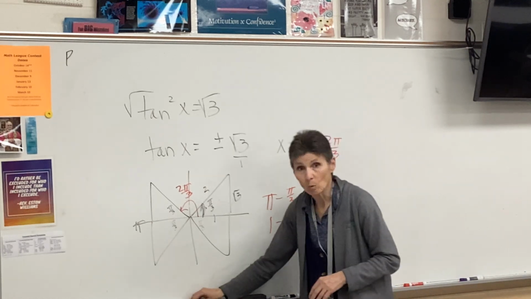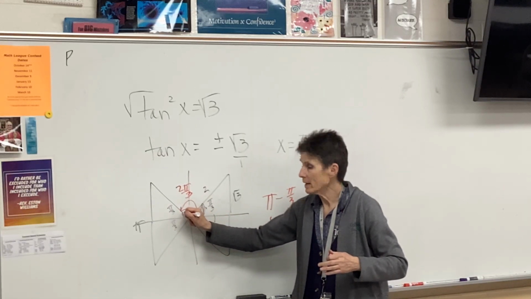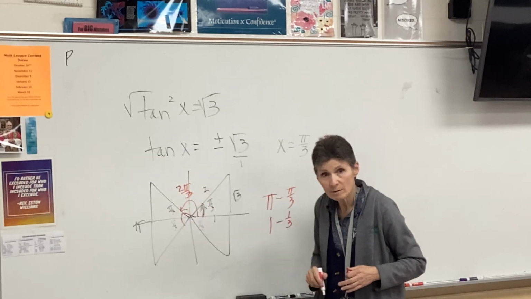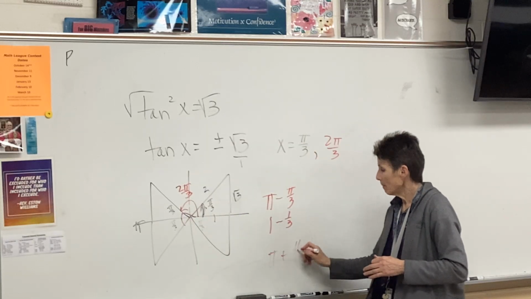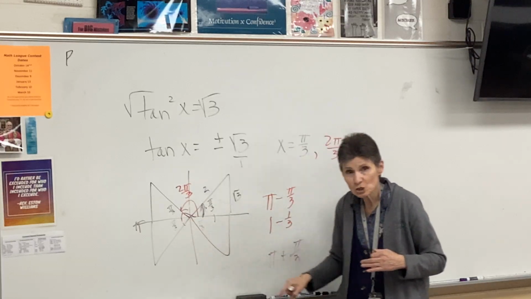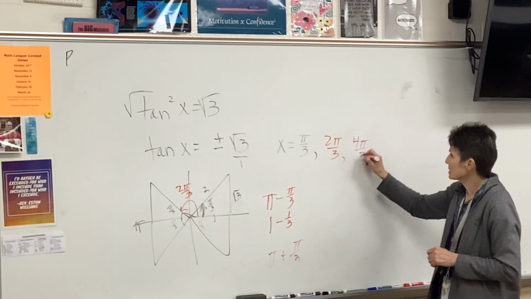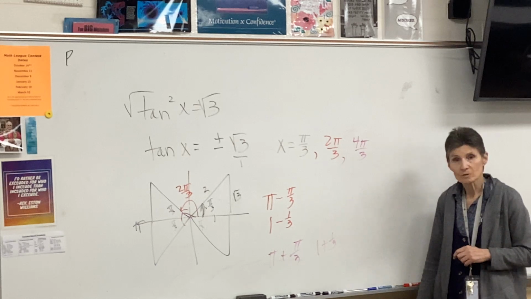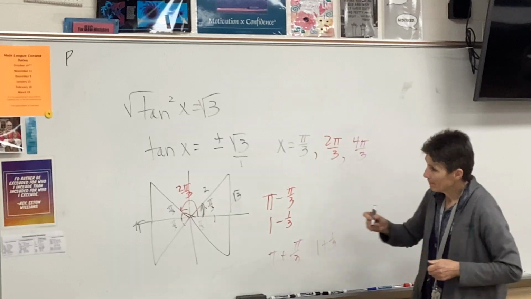All right, now I got my pink one. Again, they all start here. It goes all the way around, past pi, and then another third more. So the pink one is pi plus a third. It goes all the way to pi, and then an additional pi over 3. So the pink one is 4/3. 1 1/3. 4/3.